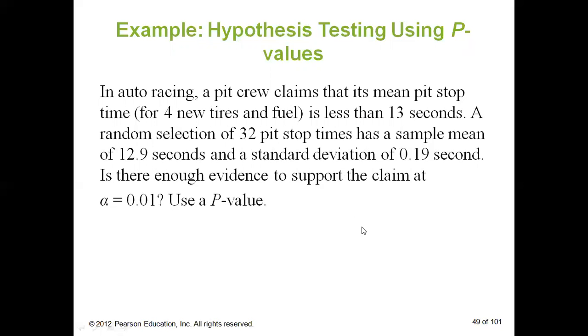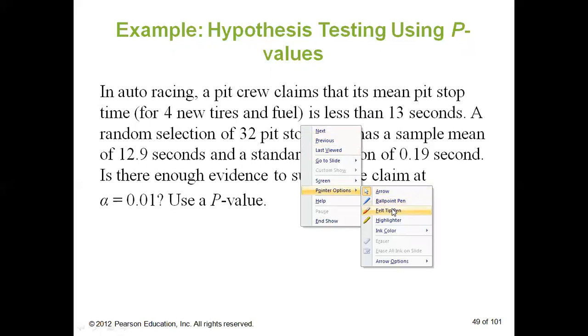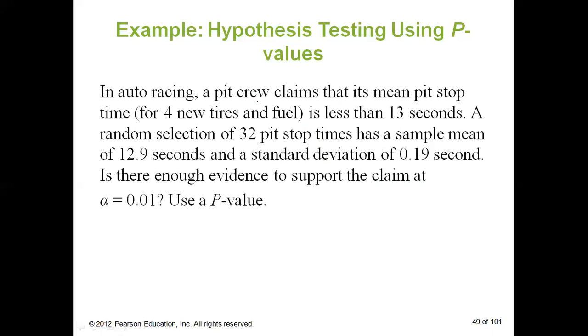Is there enough evidence to support the claim? In this statement, if you see carefully, the claim is that the mean pit time is less than 13. So this is an inequality claim, and an inequality claim is always represented in the alternative hypothesis. So HA will be mu less than 13. What will be the null hypothesis? The null hypothesis will be mu greater than or equal to 13.